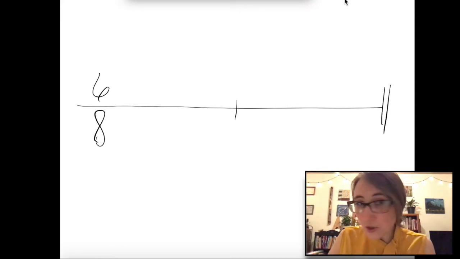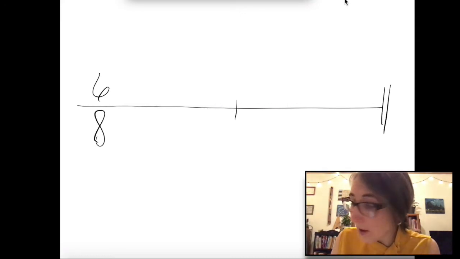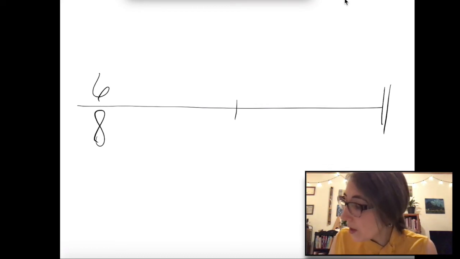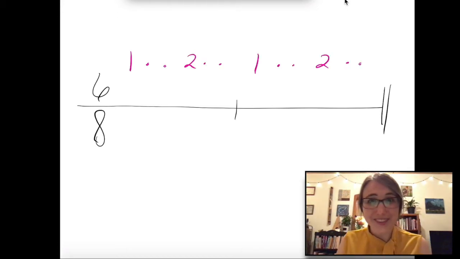And then above each measure, I'm going to write the counts, just like I did before, but I'm going to write the divisions also. So I'm going to write 1 and 2 and 1 and 2 and, like that.